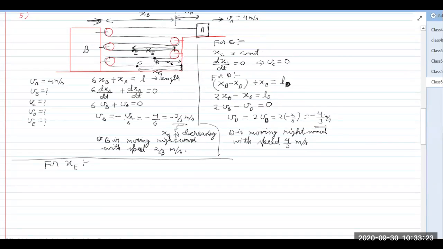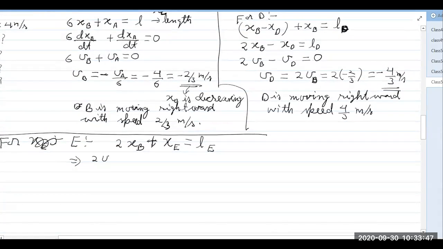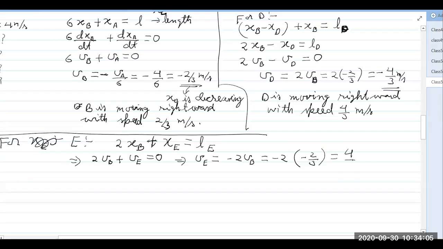So for point E, if I write, it will be 2XB. Why 2XB? XB plus XB, and then plus XC equal to the total length. Suppose we write the length up to E as LE. If we differentiate, we get 2VB plus VE equal to 0, or VE equal to minus 2VB. So minus 2, and VB was how much? VB was 2 by 3. So we get 4 by 3, plus 4 by 3.